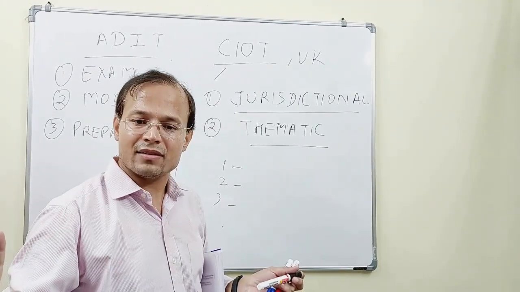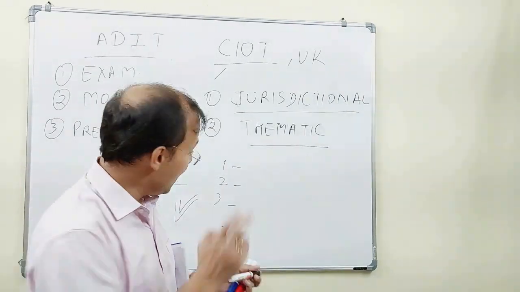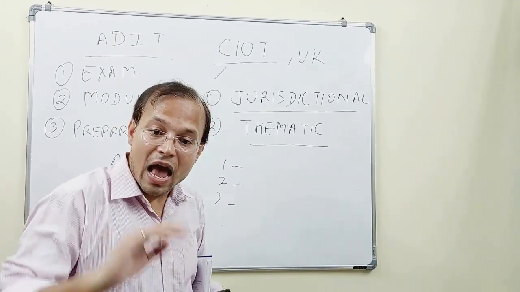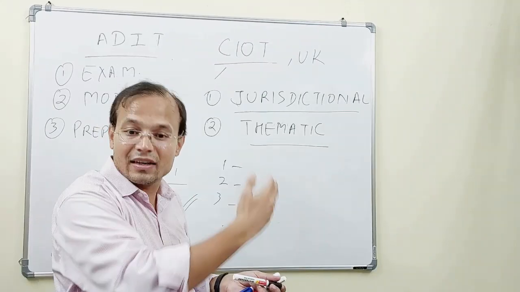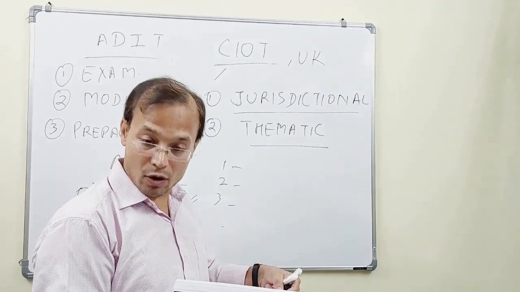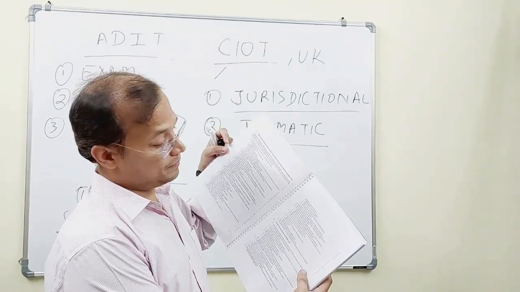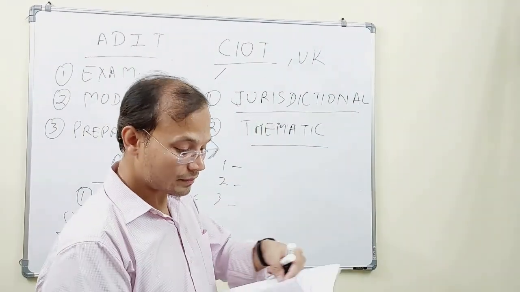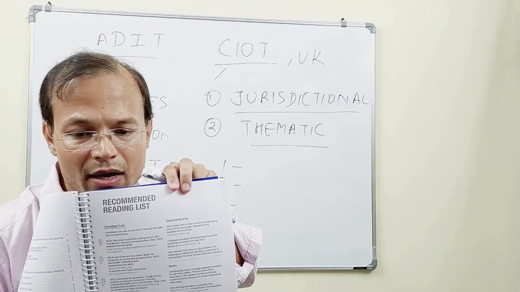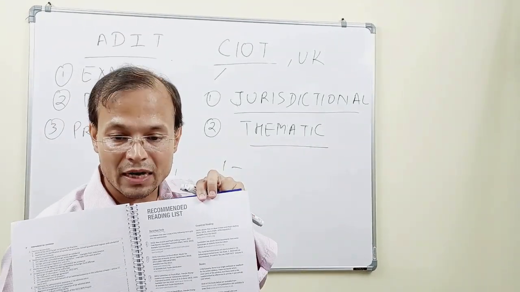Level 1 is basic awareness, basic understanding, no detailed answers. Level 2 is advanced knowledge. And level 3 is much more advanced knowledge, interpretation, analysis, and further extrapolation. So these three are the levels. We'll take care of that, no problem. But this is the level of thoroughness that CIOT has displayed in making this syllabus. Hats off to them, truly. Okay, done. Now, see the recommended reading list for paper 1, that is principles of international taxation.